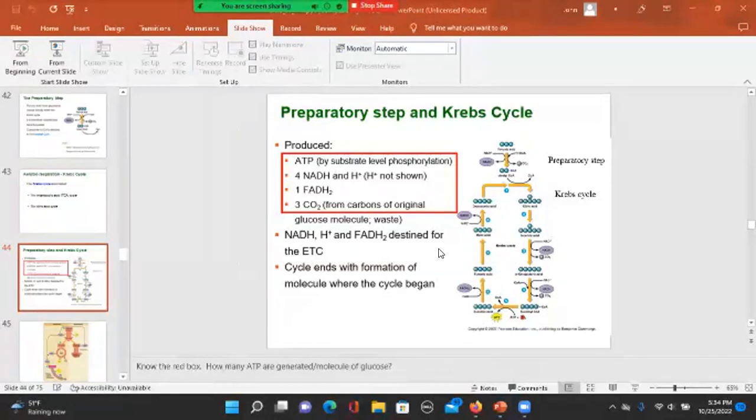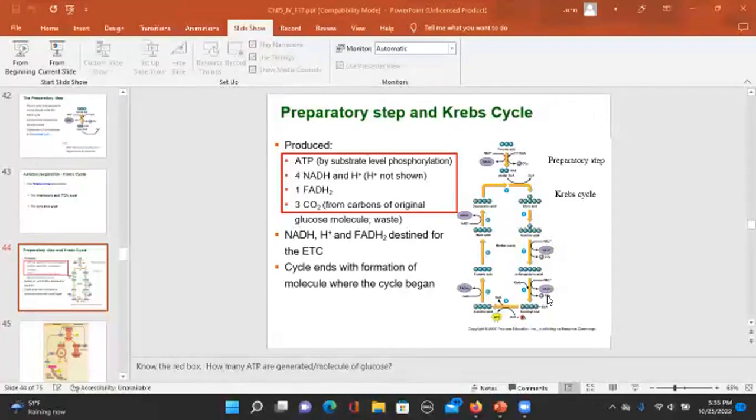FADH2 is also generated. The FADH2 is generated right here. The 4 NADH, one right here, one right here, one right here, and one right there. And then 3 CO2 are generated from pyruvic acid. One in the preparatory step, right there. A little too small for me to see. One right here and one right there. But remember, the preparatory step and the Krebs cycle will run twice for each molecule of glucose.